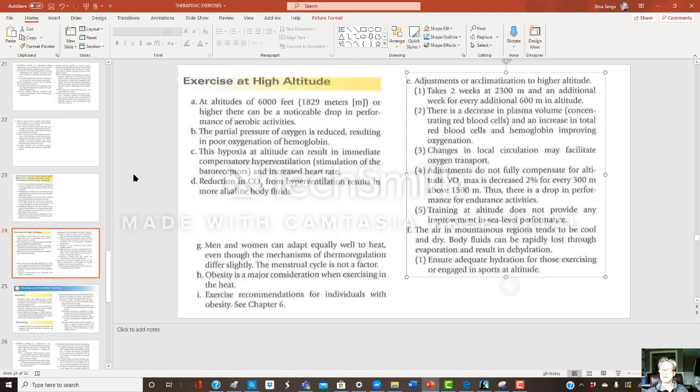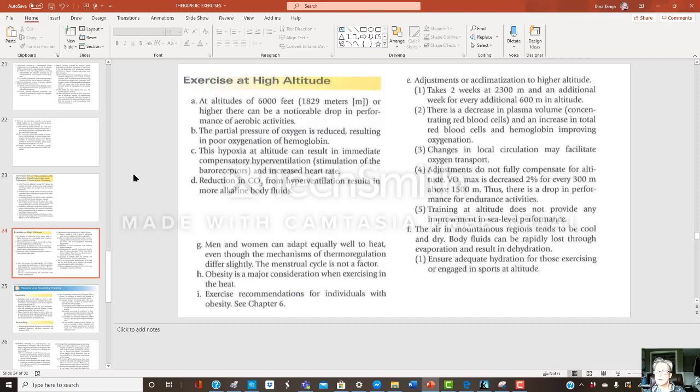Adjustments or acclimatization to higher altitude takes 2 weeks at 2,300 meters and an additional week for every additional 600 meters in altitude. There is a decrease in plasma volume, concentrating red blood cells, and an increase in total red blood cells and hemoglobin, improving oxygenation. Changes in local circulation may facilitate oxygen transport.